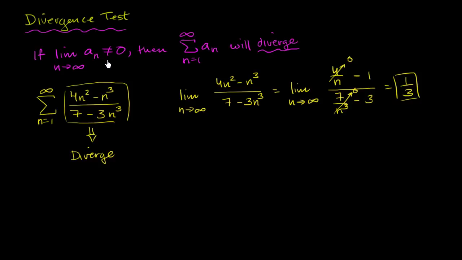Look, in order for something to converge, if you're taking an infinite sum of them, at some point these things are going to have to get really, really, really close to 0. If at some point they're not getting close to 0, there's no way it's going to converge. That thing will diverge.